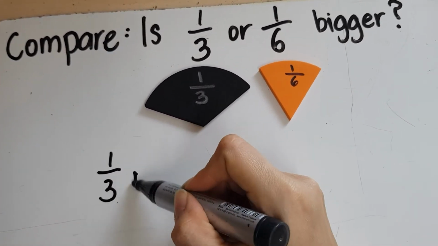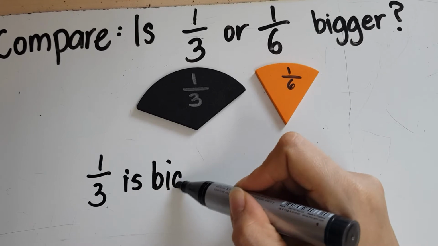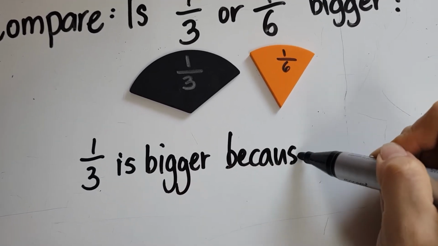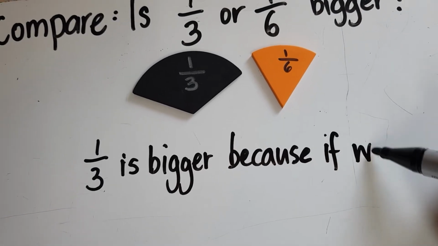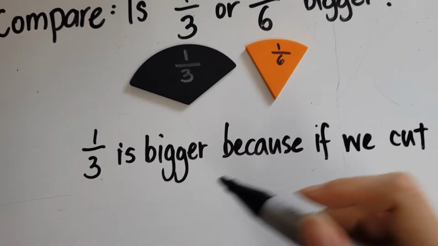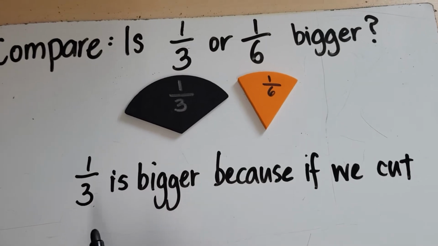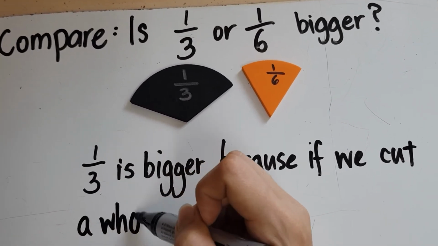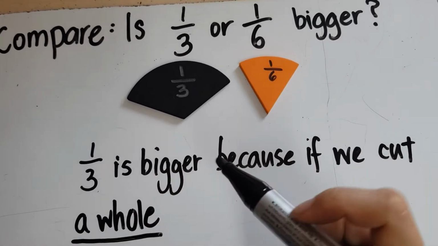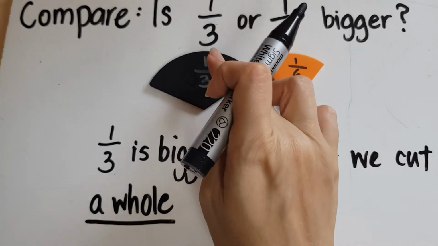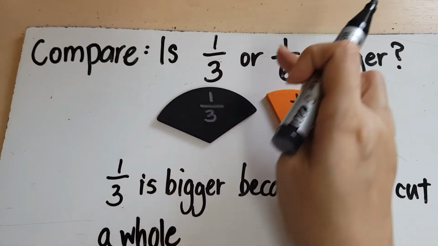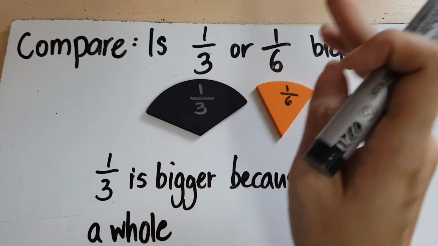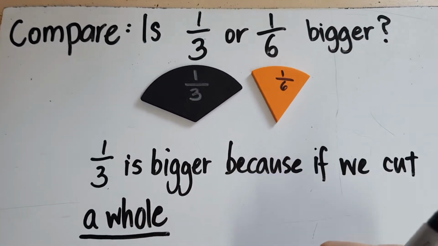1/3 is bigger. Why? 1/3 is bigger because, as you have seen, if we cut a whole, you need to state what you are cutting. The whole can be anything. It could be a circle, it could be a bar, but it just needs to be 1/3 of that same whole. 1/3 of a circle, 1/6 of a circle. If you want it to be a square, it'd be 1/3 of a square and 1/6 of a square. But in our case, we are using a circle.